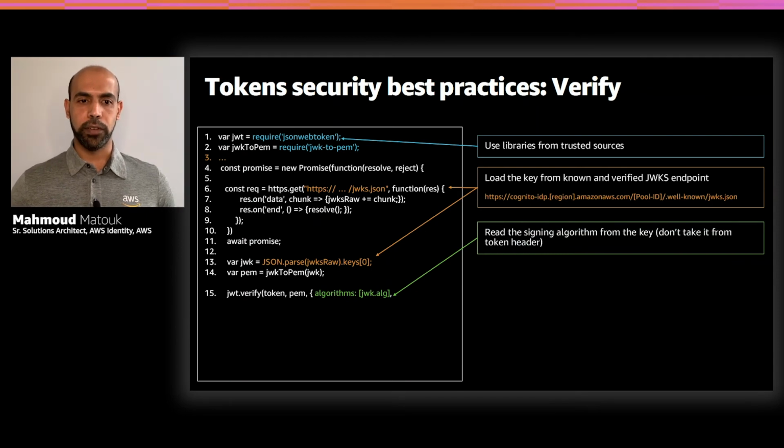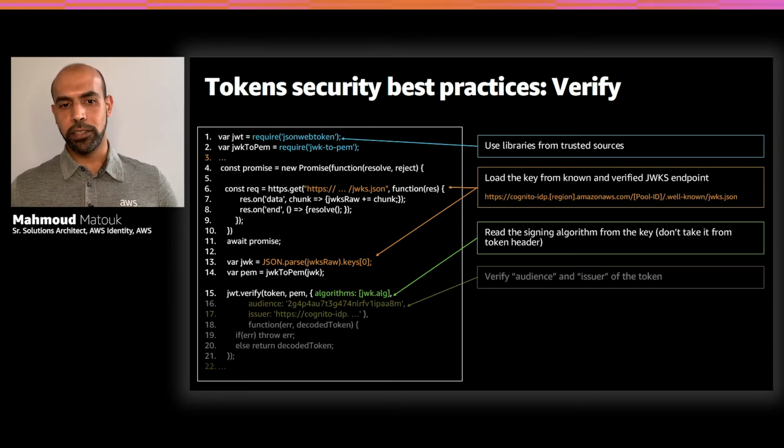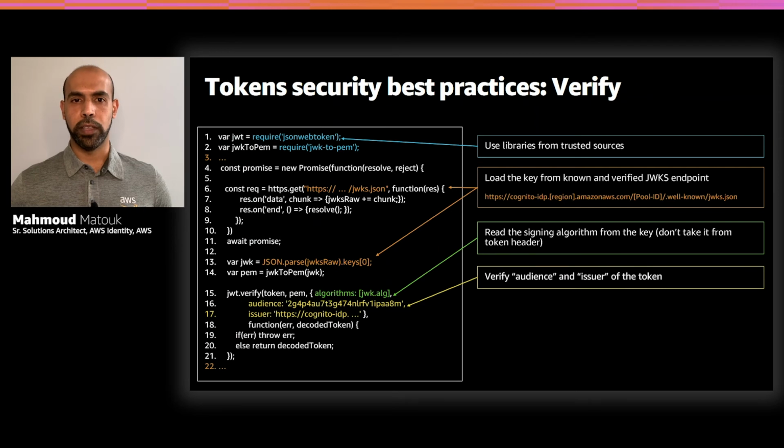So don't let the verification process just read the algorithm from the token itself. Always treat the token as untrusted until verified. So you wouldn't take information from the token about how to verify the token. So this data has to be coming from a trusted backend. It could be even hard-coded in your application if you wish to, but it could be optimally coming from the JWKS endpoint as well.